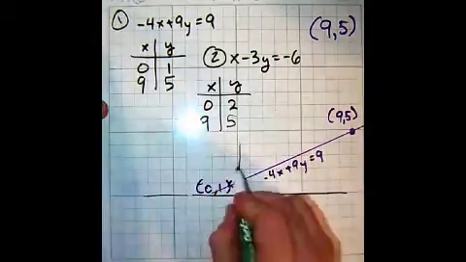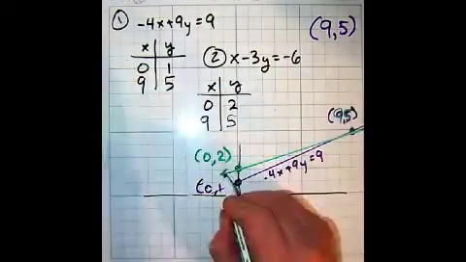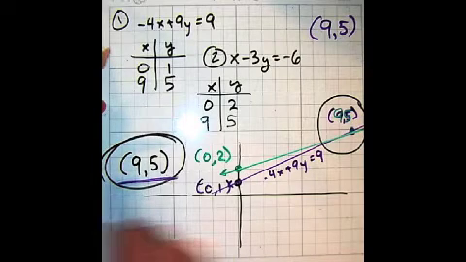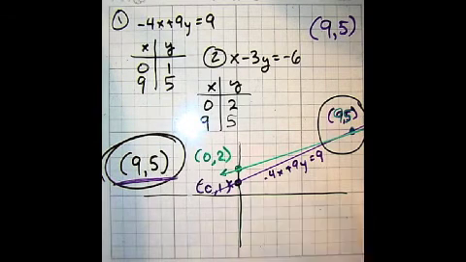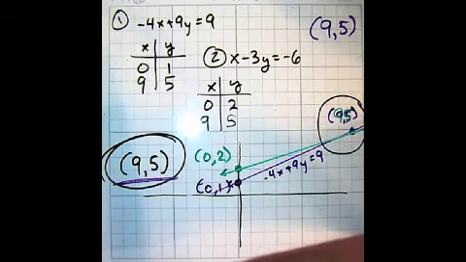So we have 2 points once again. We plot those 2 points. And where these two lines intersect is the solution. That's (9, 5). That is our solution to a linear system solved by elimination, eliminating the x. And that's all there is to it.